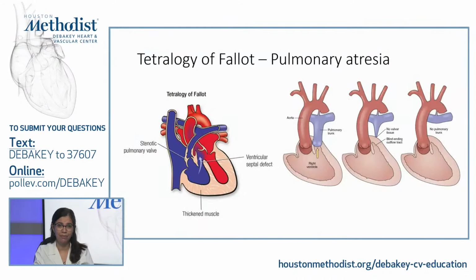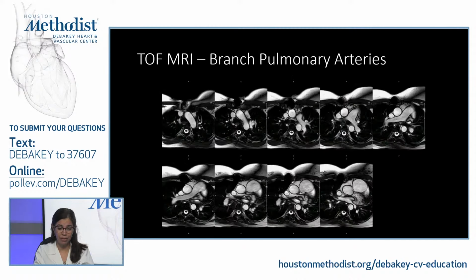Another view of the defect. So as I mentioned, there is a spectrum in Tetralogy of Fallot, just like many other congenital defects, and it's important to assess not only the pulmonary valve, the right ventricle, and the ventricular septal defect, as we discussed. We also need to assess the main pulmonary artery and the branch pulmonary arteries.